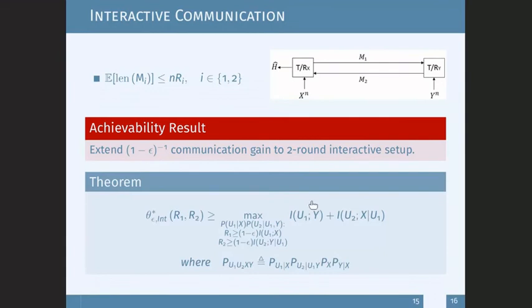The last setup that we present quickly here is the interactive communication. We also worked on it, again under the average rate constraint with variable length coding. Here we can easily extend the 1 over 1 minus epsilon communication gain that we observed earlier with the cooperative MAC and the point-to-point setup to the two-round interactive setup. However, we cannot prove that this is a tight converse or the best result we can achieve, meaning that a better achievability scheme could also be possible, and it stays an open problem.